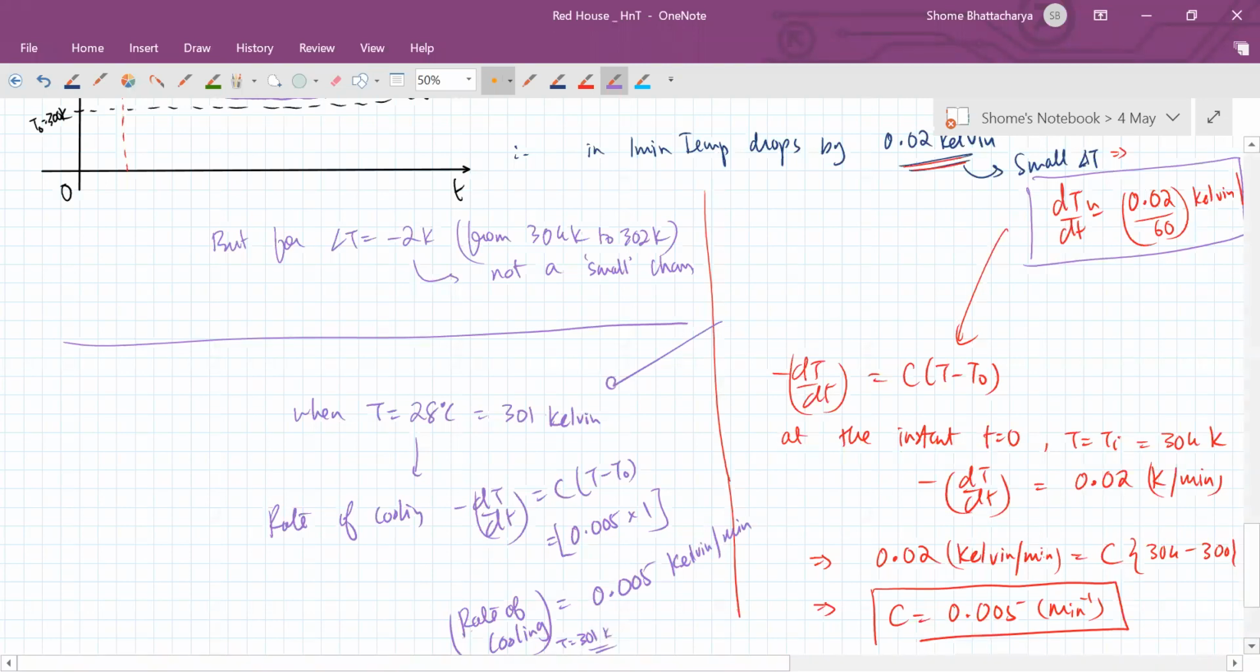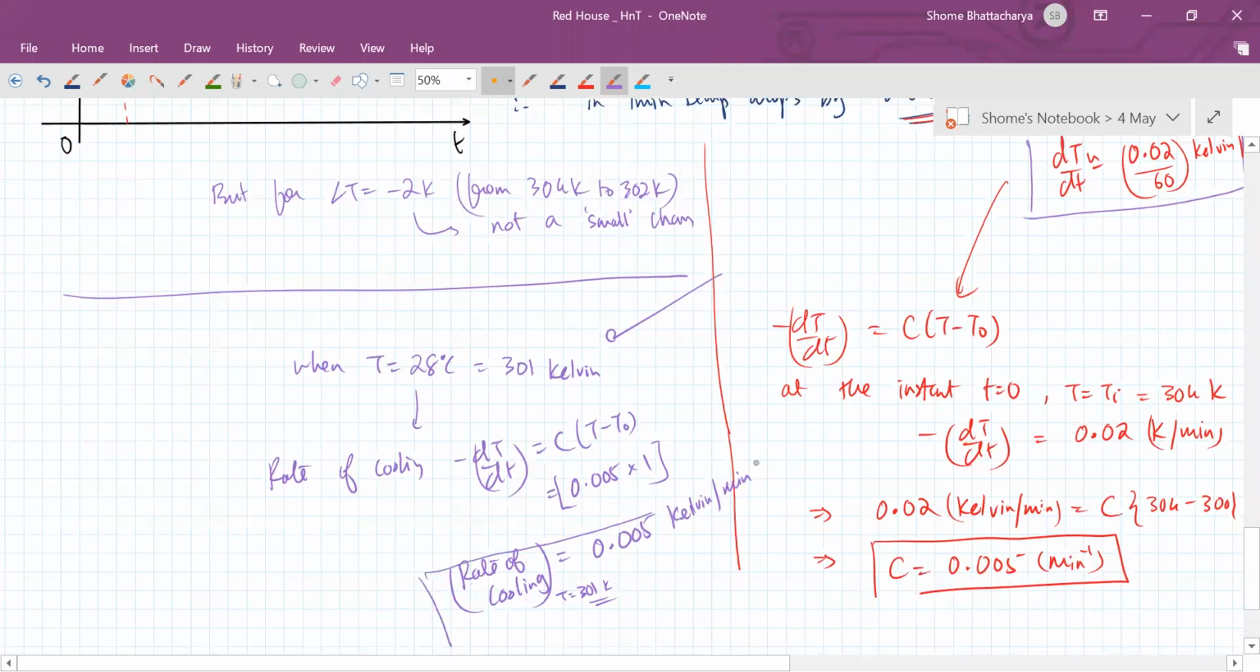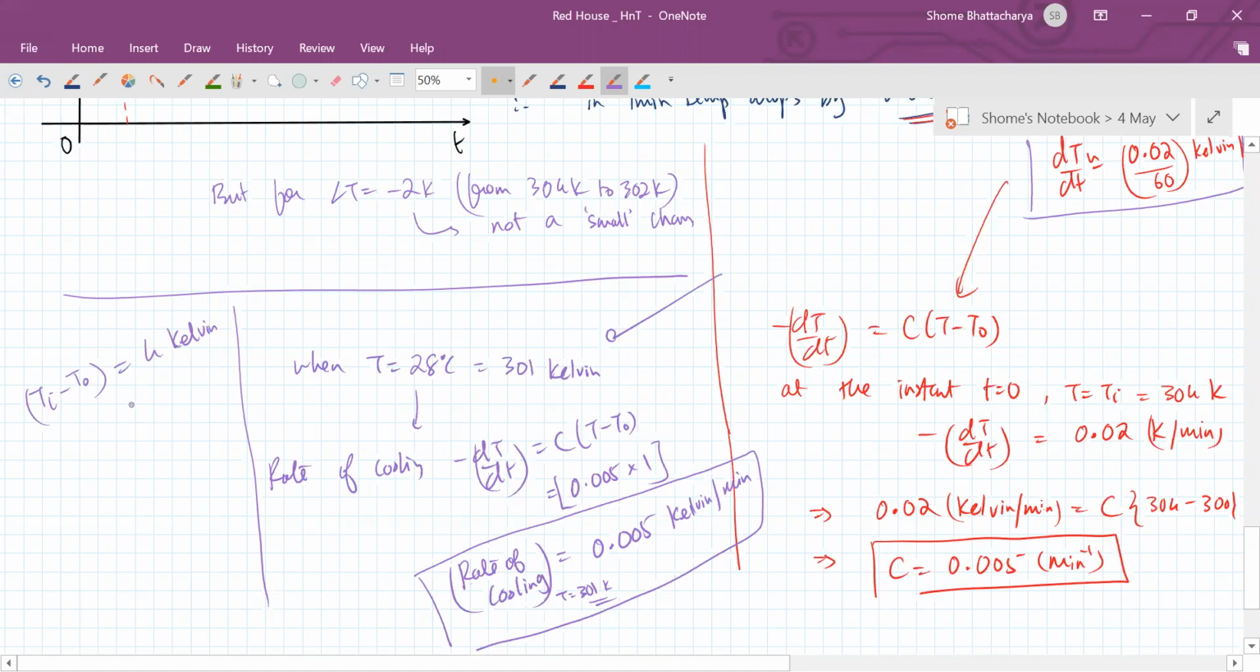Okay. Or we can just understand this by ratio and proportionality. The temperature difference initially was 4 Kelvin. So you can see that T initial minus T naught was 4 Kelvin. And at this instant, T minus T naught is 1 Kelvin. So the difference is 1/4. So the rate also has to become 1/4. That is 1/4 of 0.02. That's an even simpler way of understanding this part.